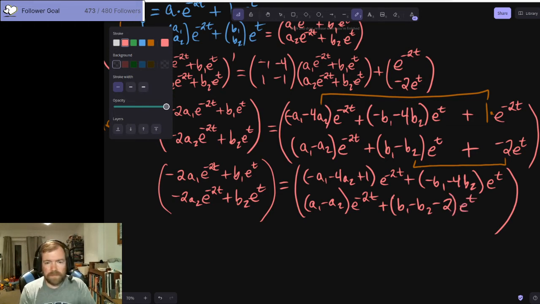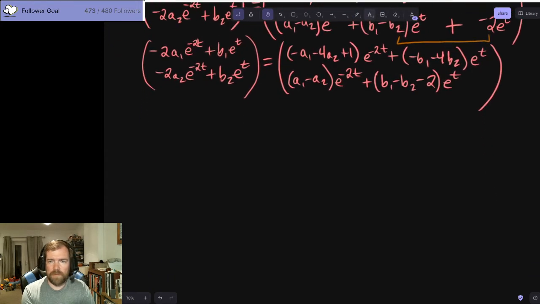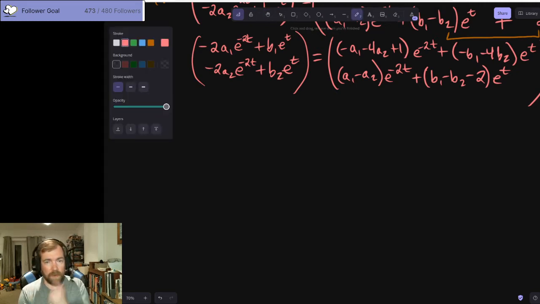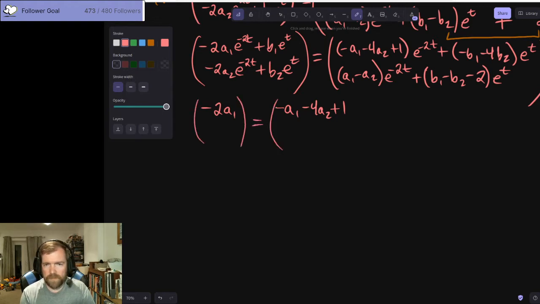Lovely. Okay, so at this point, again, we're going to create our own system of equations in order to break down all of our different components. So we get 2a1 has to be equal to, on the other side, negative a1 minus 4a2 plus 1. Yeah. Set it up as vectors, because, as you say, vectors are cool.